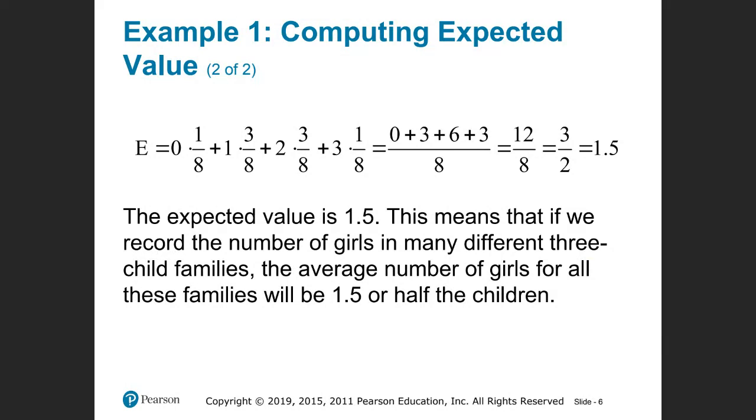We add them all together. What we have to do is make them improper fractions to do so. So we have 0 plus 3 plus 6 plus 3 over 8, which adds up to be 12 over 8, or 3 over 2, reducing it, which is 1.5. So the expected value is 1.5. This means that if we record the number of girls in many different 3-child families, the average number of girls for all of these families will be 1.5, or half the children.